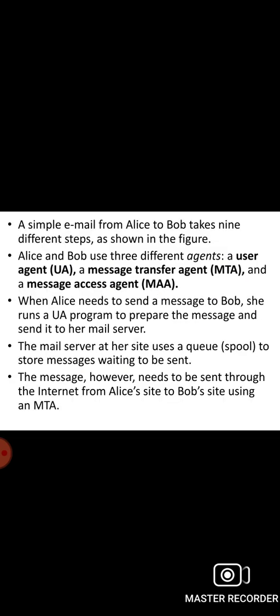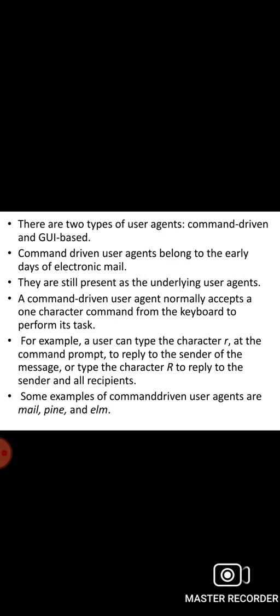The first component of the electronic mail system is the user agent. It provides a service to the user to make the process of sending and receiving a message easier. A user agent is a software package that composes, reads, replies to, and forwards messages. It also handles mailboxes. You can see the user agent here.